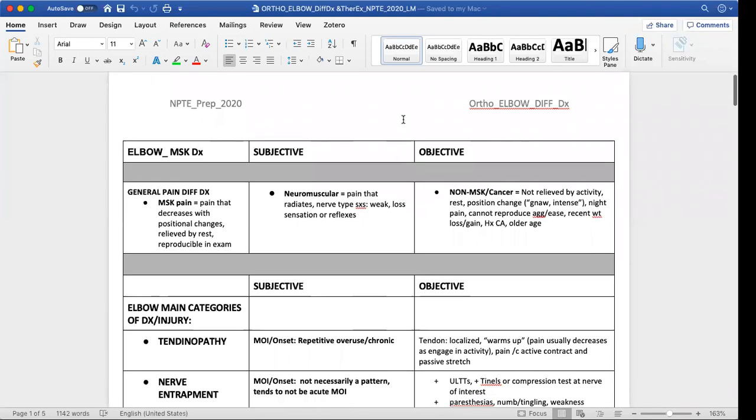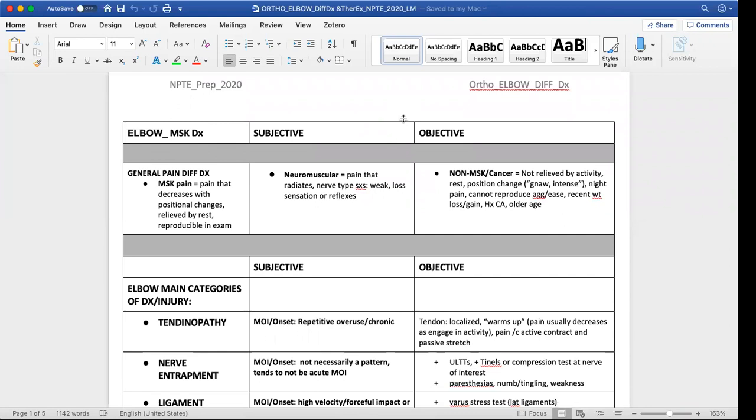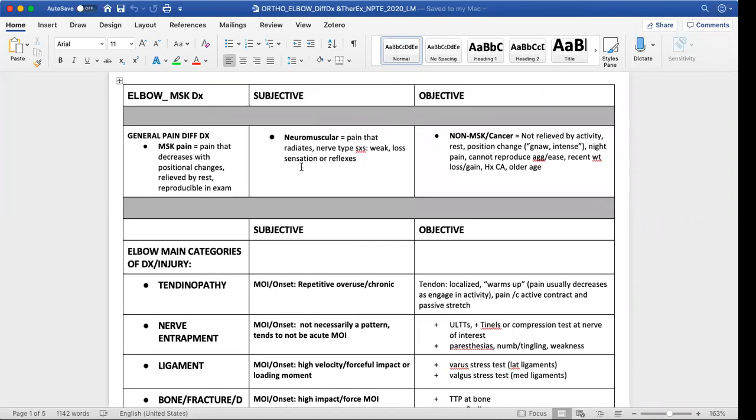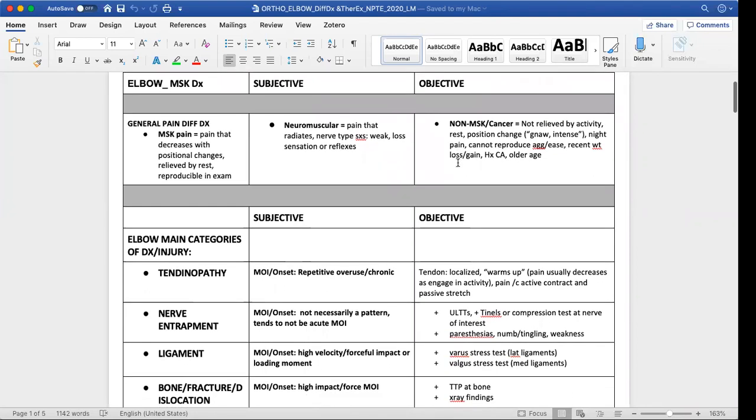Consistent with the other areas that we've talked about in differential diagnosis, I just wanted to present the basic schema for differential diagnosis of pain patterns, so musculoskeletal pain versus neuromuscular pain versus non-MSK or cancer-related pain. So I'm going to leave the definitions there for your reference, but I'm not going to talk through those because I really want to get to the elbow. There's a lot to go through as far as diagnoses here.